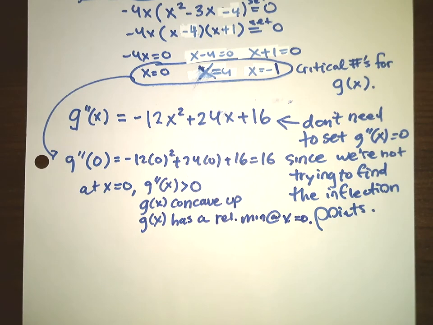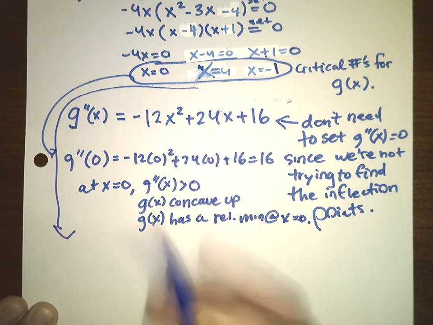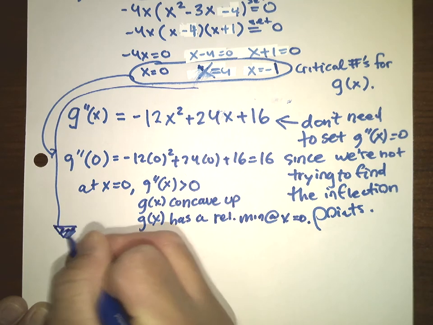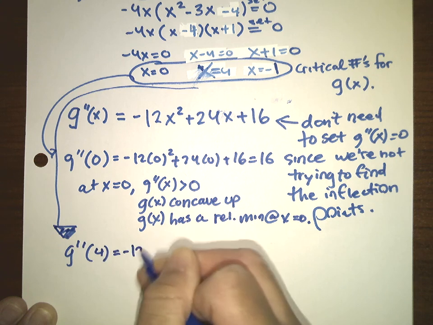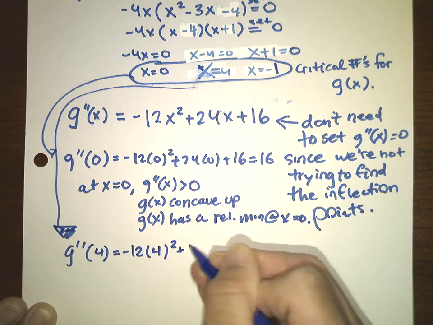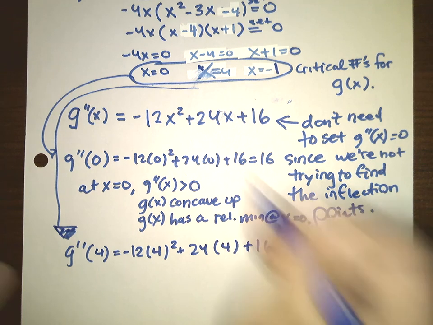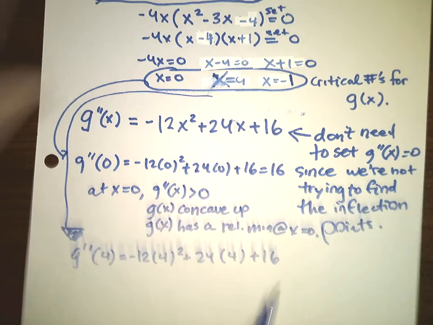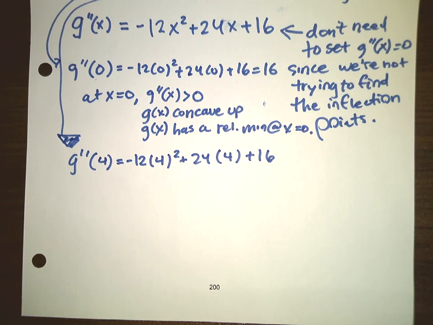All right, so now let's do the next one. x equals 4. So we have g double prime of 4, which is negative 12 times 4 squared plus 24 times 4 plus 16. So now let's go ahead and find this out.